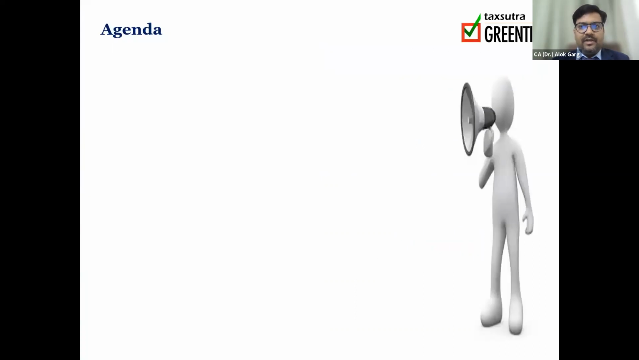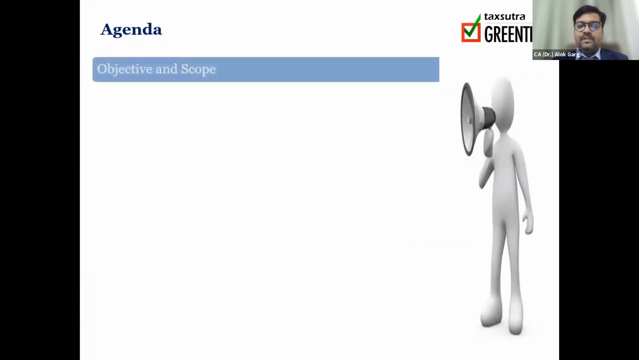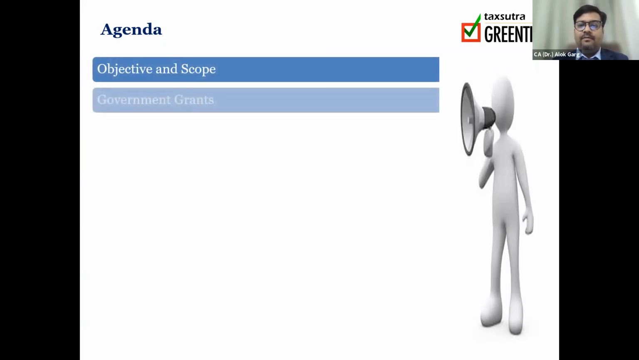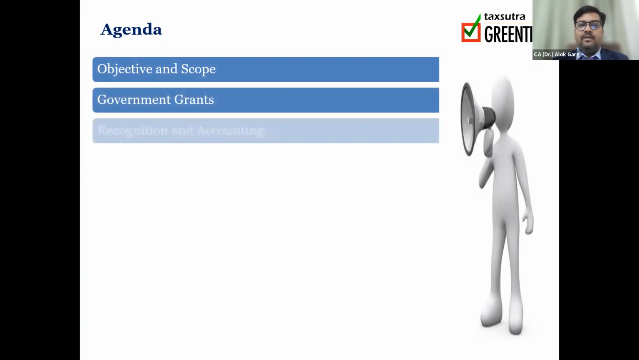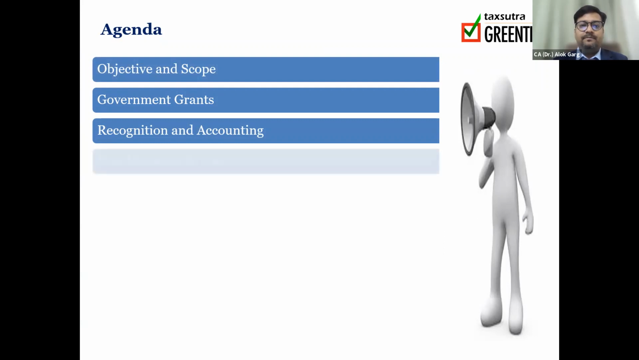So coming to the agenda of the discussion. First of all, we'll discuss what is the objective of this standard and what is the scope of this particular standard. Then we are going to discuss what is meant by government grants. Then we'll discuss how this government grant is going to be recognized and what is the accounting treatment in case the company receives the government grants.